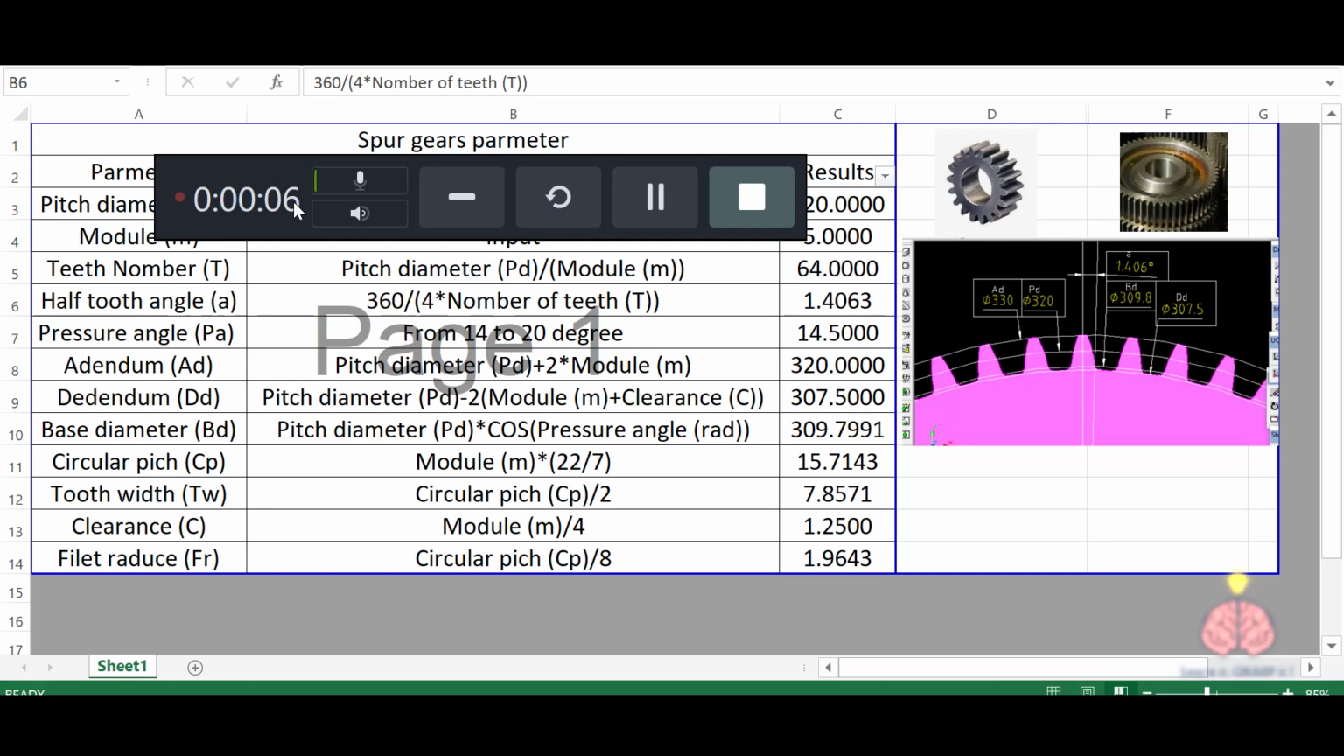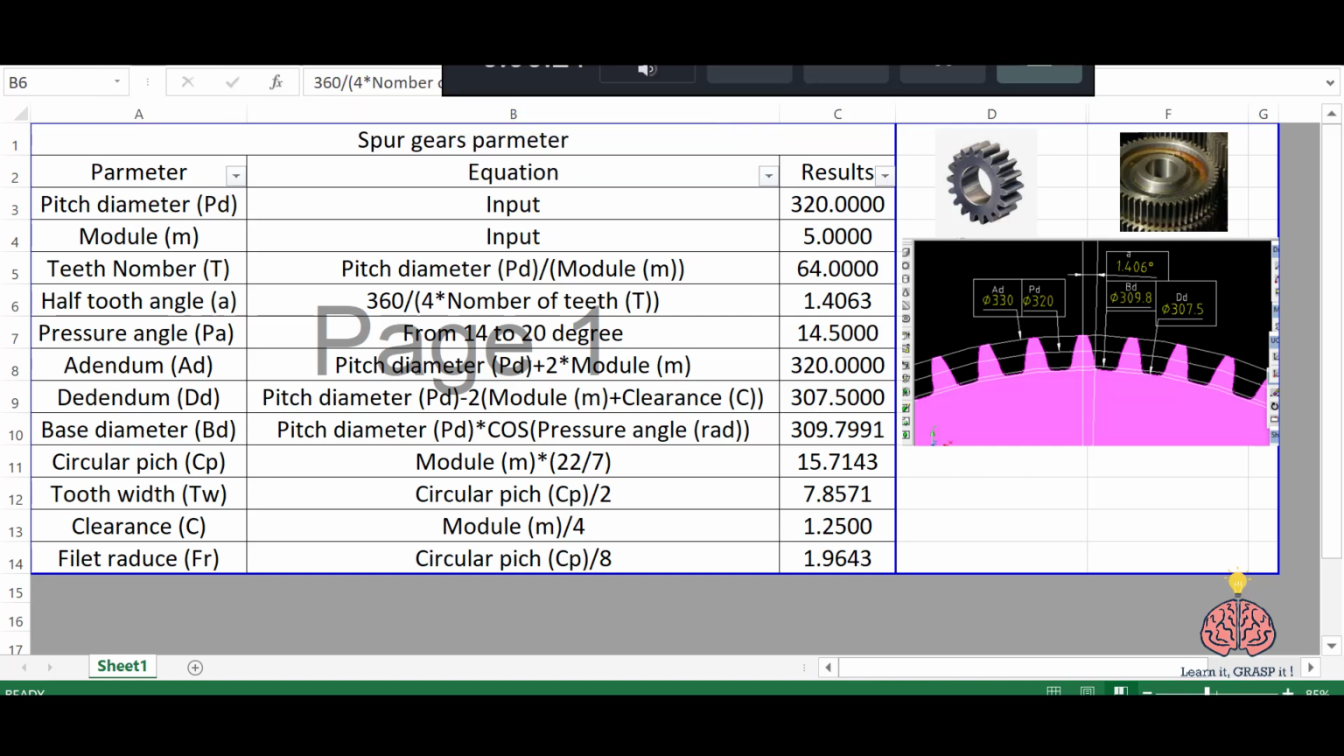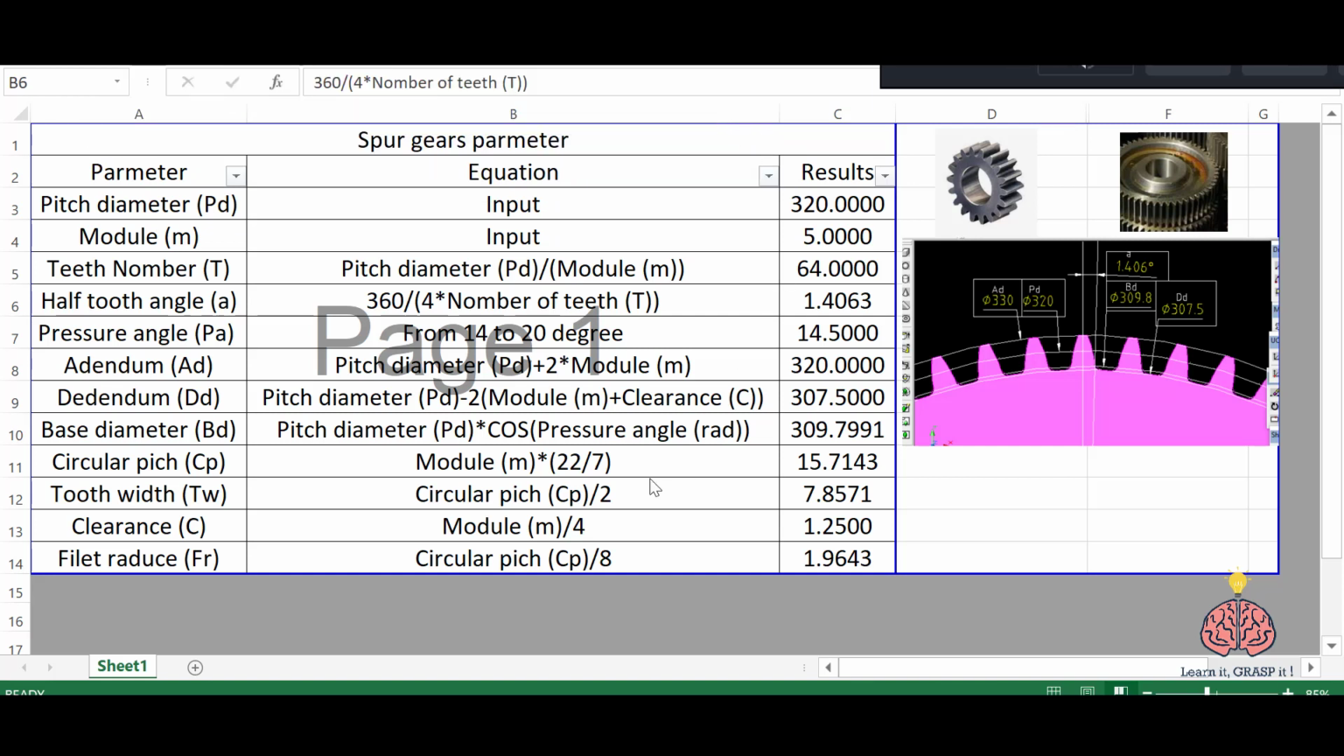Today we'll speak about spur gear design, best design. We have spur gear, the parameters.